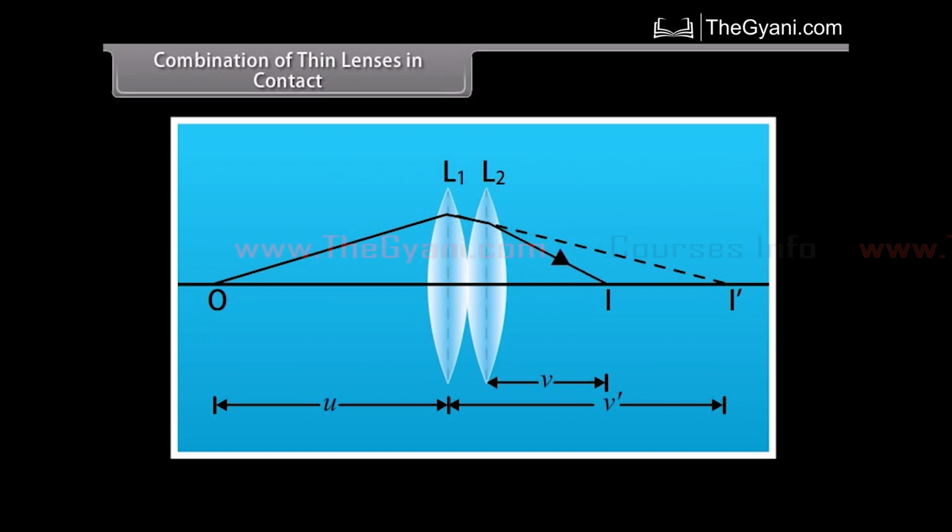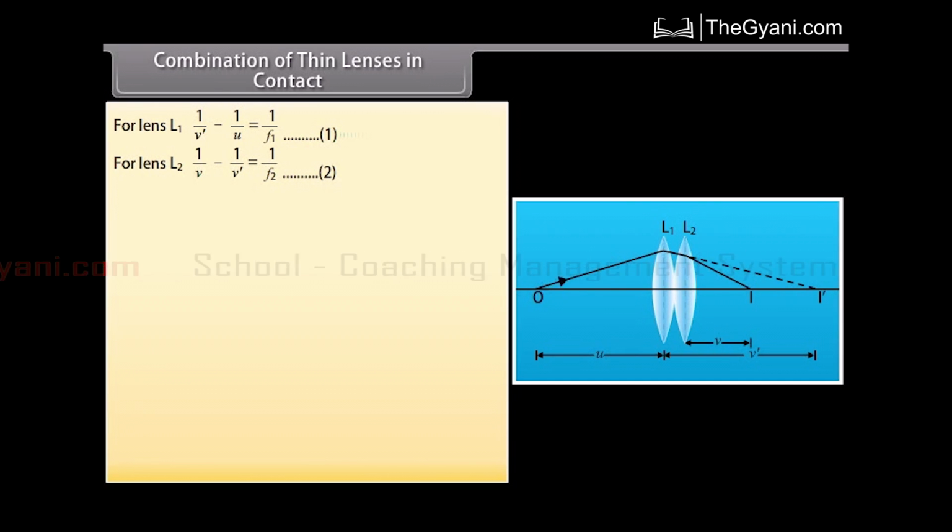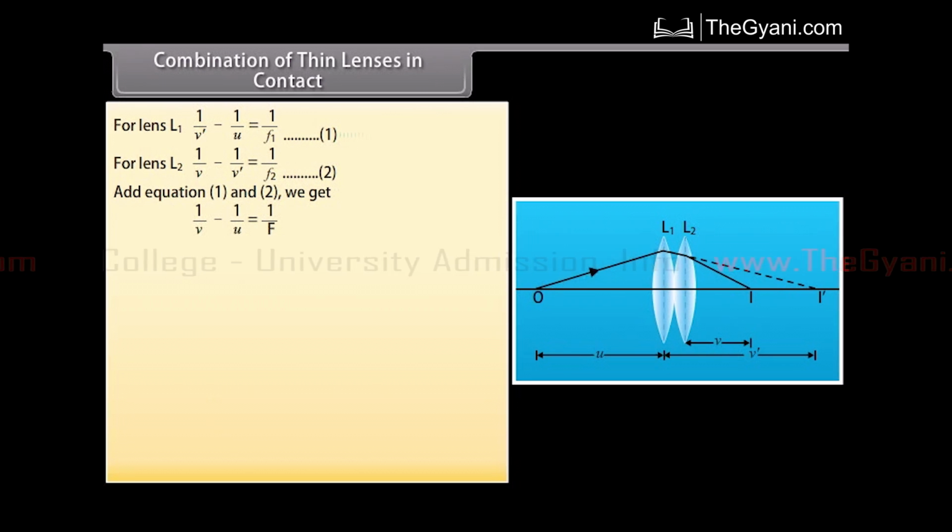If V' is the distance of image I' from the lens L1, then for lens L1, 1 by V' minus 1 by U is equal to 1 by F1. Name it as equation 1. For lens 2, 1 by V minus 1 by V' is equal to 1 by F2. Name it as equation 2. Add equation 1 and 2 and we get 1 by V minus 1 by U is equal to 1 by F, where 1 by F is equal to 1 by F1 plus 1 by F2.